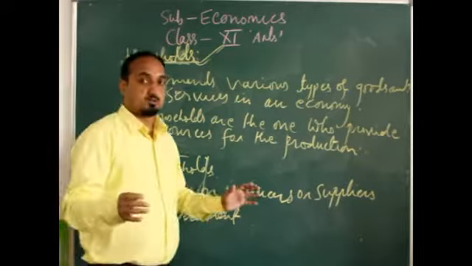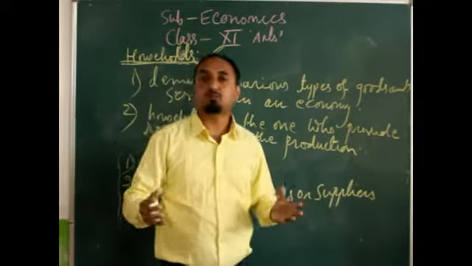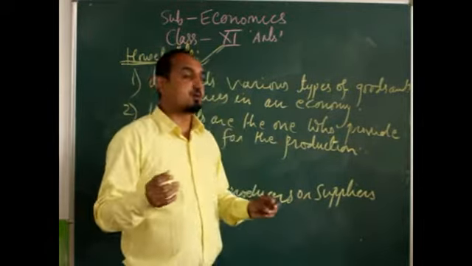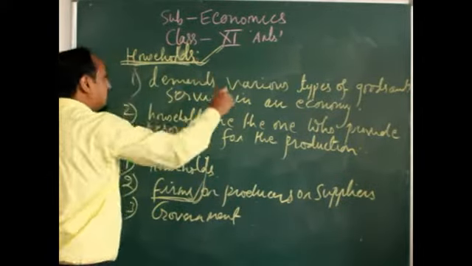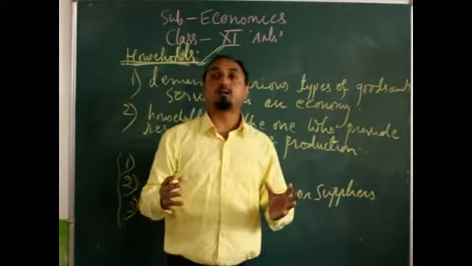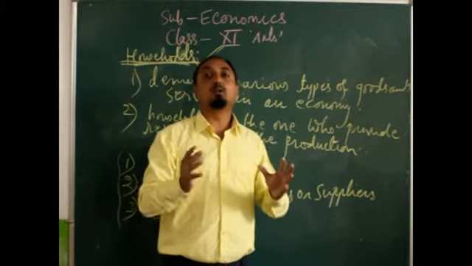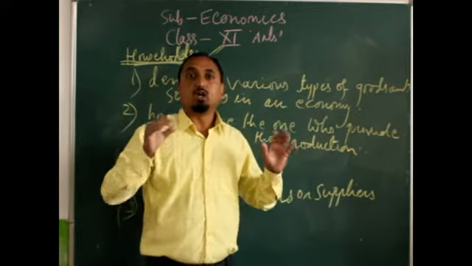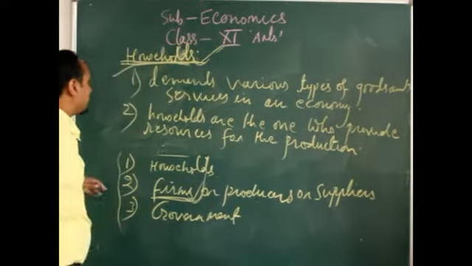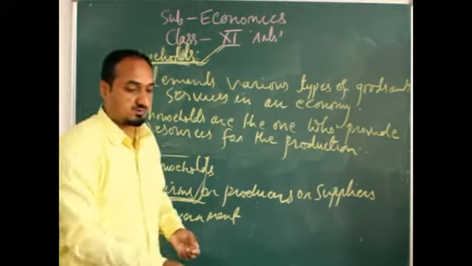for the production. Resources here means different factors of production. Land, labor, capital, these are all supplied by households in an economy, and with the help of these different factors of production, the producers will produce various types of goods and services. So that was the role of households. Now we will move to the firms or the producers.